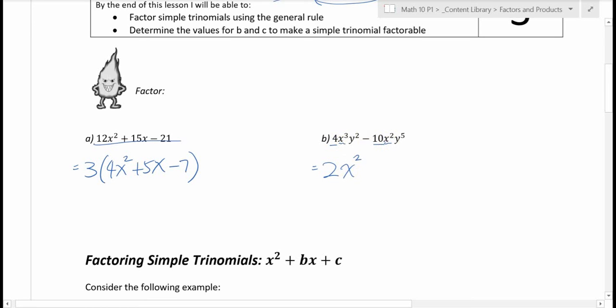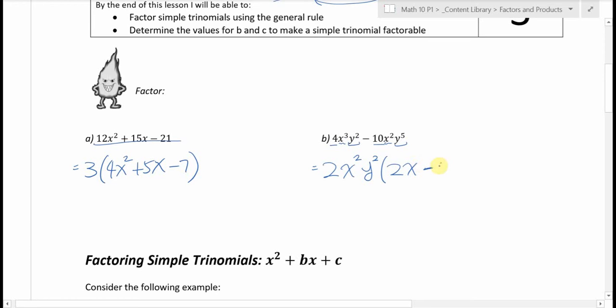Again, because they have the same base, you look for the smaller exponent. That's y squared, y to the 5, same base, therefore take the smaller exponent. Now, once we figure out the common factor, again, you just divide. So 4 divided by 2 is a 2, x cubed divided by x squared is x, y squared divided by y squared is just 1.